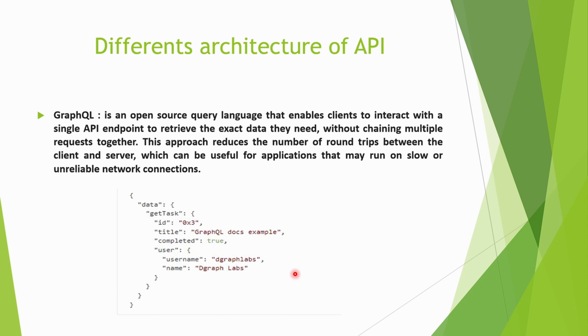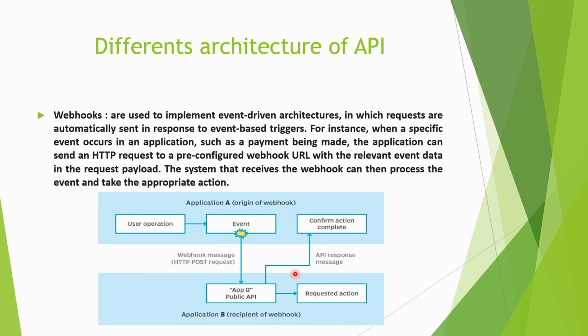As you can see, it's simple, easy, and it also uses JSON format for that. Now, webhook is a little bit different because it implements event-driven architecture. The idea here is that we don't send requests until an event is happening.